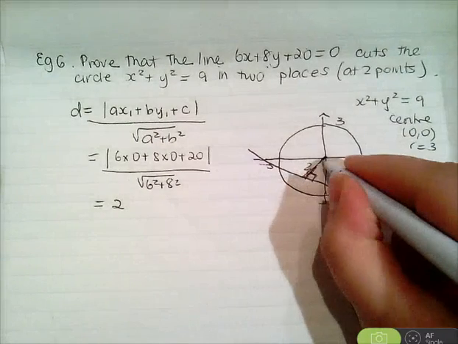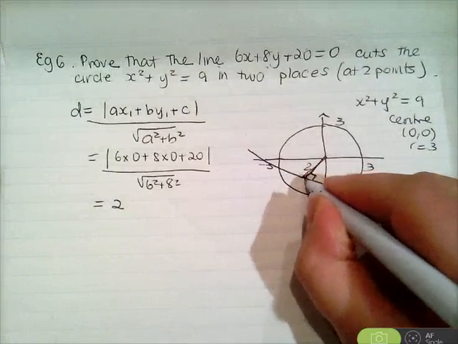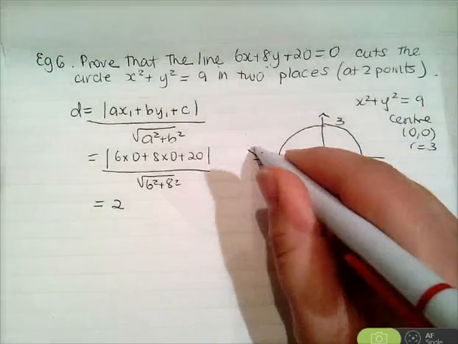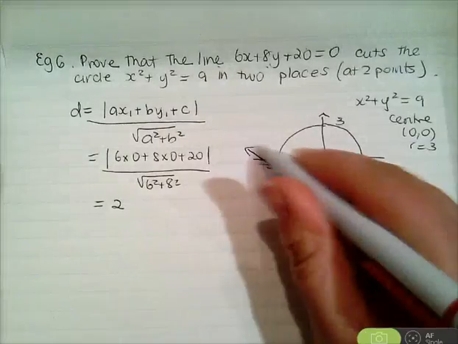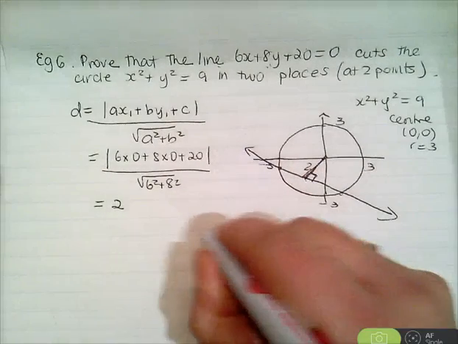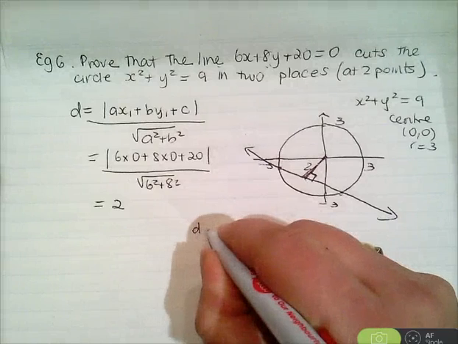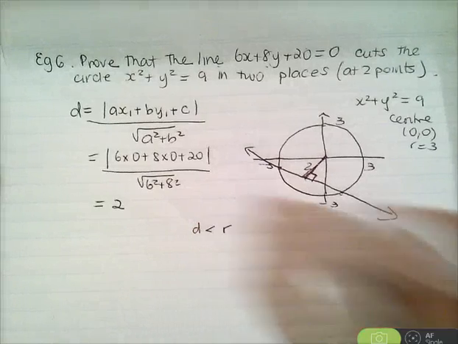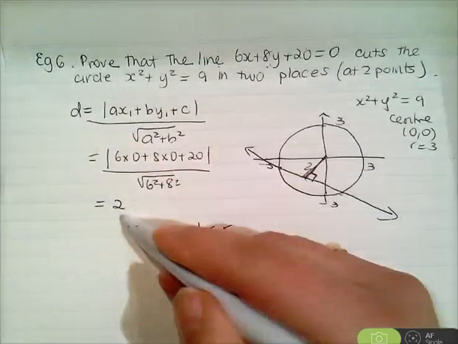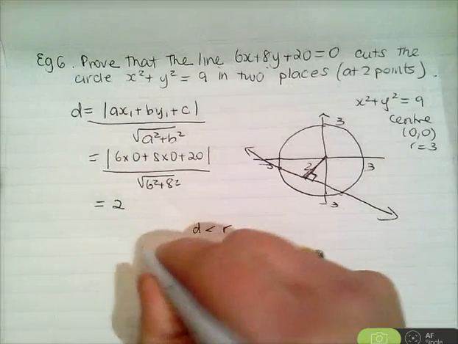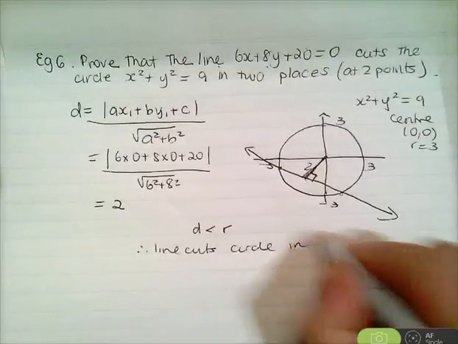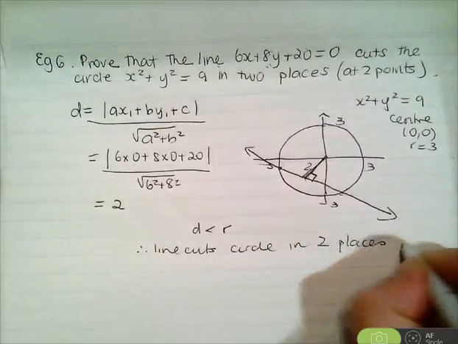So if the perpendicular distance from the centre of the circle to the line is 2 units, but the radius of this circle happens to be 3 units, then we can see that the line cuts the circle in 2 places. So we can say that D is less than R, because the radius is 3 and the perpendicular distance from the point to the line is 2, so therefore the line cuts the circle in 2 places or in 2 points.